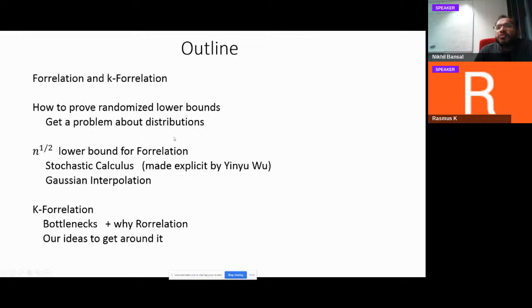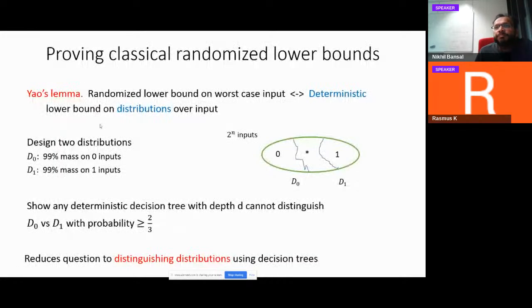But now let me get to how we reduce the problem of getting query complexity to just a problem about distributions. I mentioned that this correlation 2 problem can be solved with one query, and we want to show a lower bound that any randomized classical algorithm takes a lot of queries. So let's go back and see how one shows randomized lower bounds. There is only one way, and probably many of you have seen this.